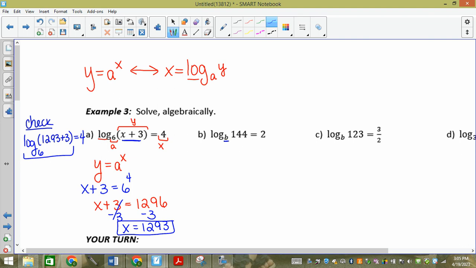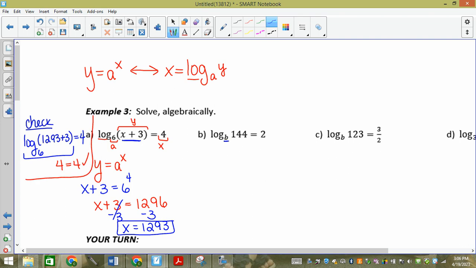Okay? So you're going to go math, you're going to arrow up to A. You could arrow down all the way to A, it just takes you longer. And then it gives you the spots to put in these numbers, right? You're going to put base 6, and then in the bracket, you're going to go 1,293 plus 3. And you should get an answer of what? 4, right? And 4 equals 4, and we're right. We've checked it.